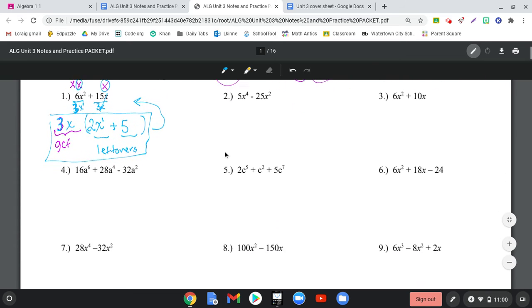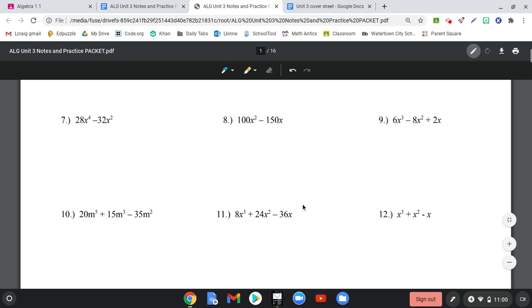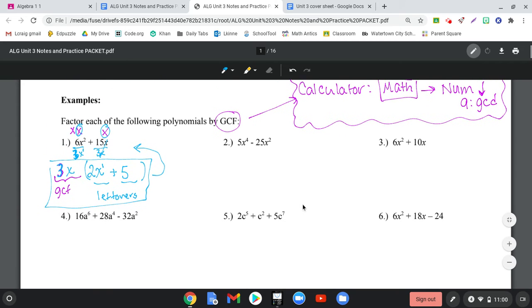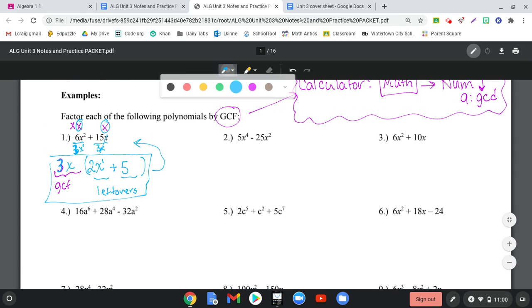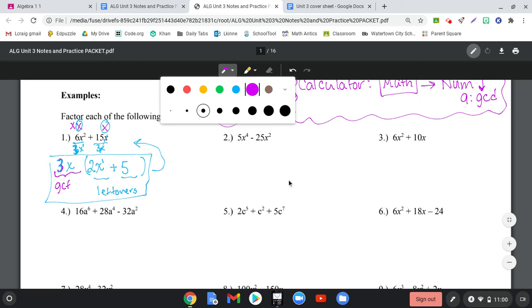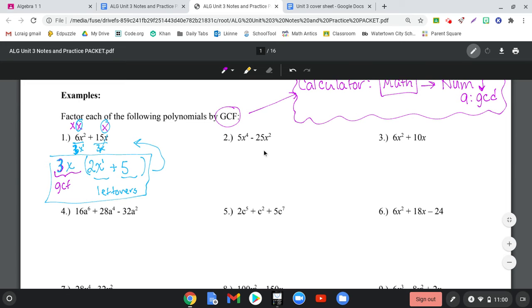And you're going to notice there's a whole bunch of questions. I got a little carried away. We're not going to be doing all of those. All right, so let's look at the next one. What's the GCF between 5 and 25? What's the largest number that goes into both of those? 5.